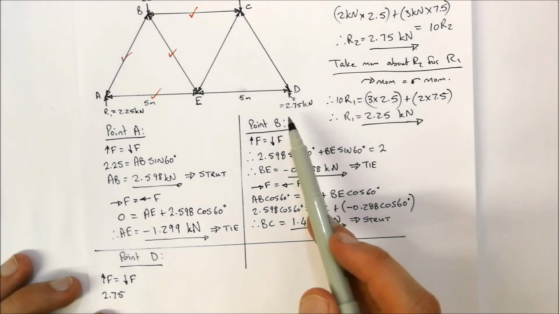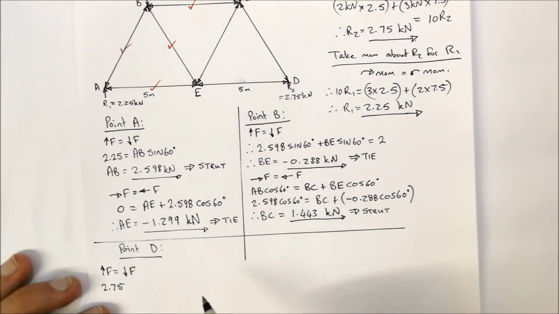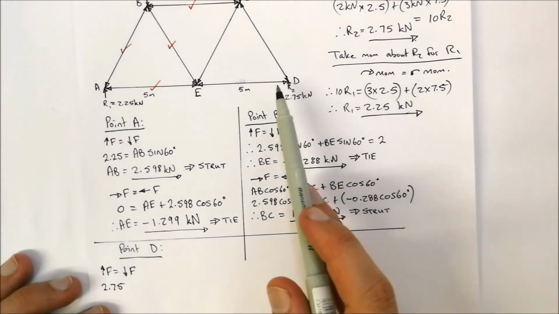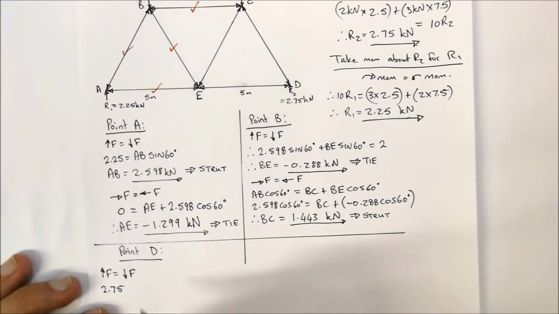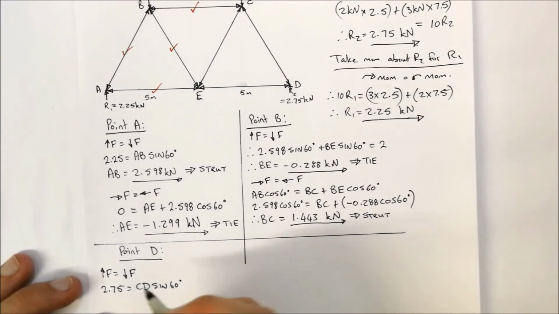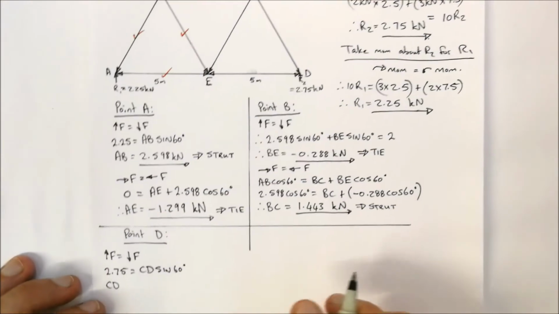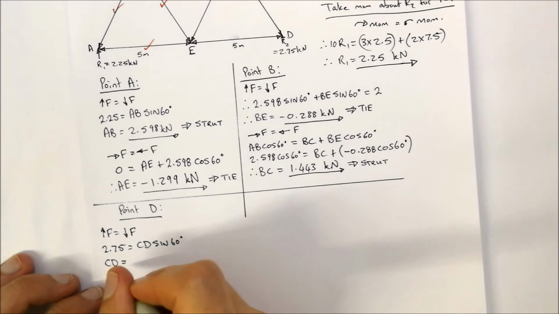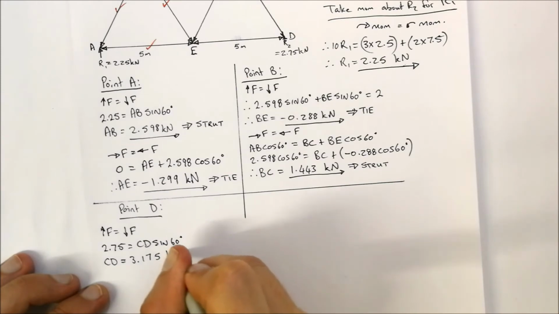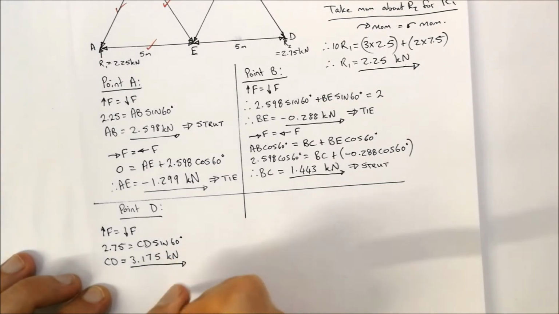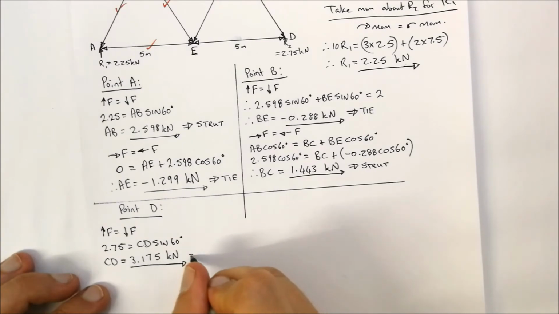Any other upward forces over there? None that we can see. What about downward forces at point D? Well, we can see that CD is going to have some downward force. So we're going to say that 2.75 is equal to CD sine of 60 degrees. Now we can make CD the subject of the formula, and we can say that CD is equal to 3.175 kilonewtons. Again, it's a positive value, so what does that mean? It's a strut.